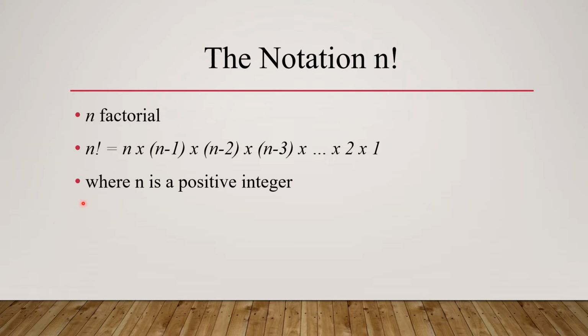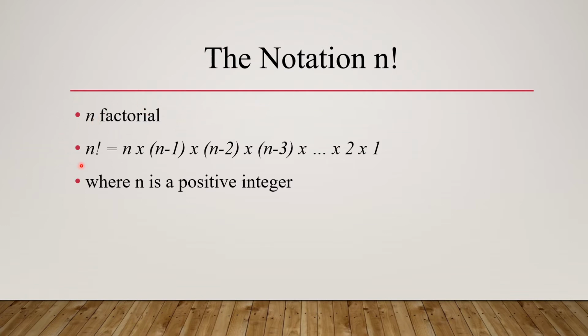So today our topic is about the binomial theorem, and before we talk about the binomial theorem, there are a couple of things that we need to take notice. The first is the notation n factorial. This is denoted by n and then one exclamation mark, and we call this n factorial.